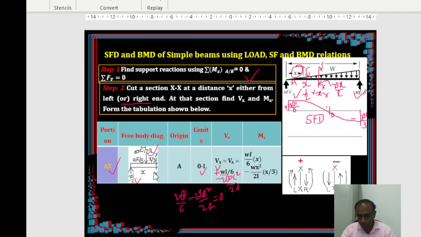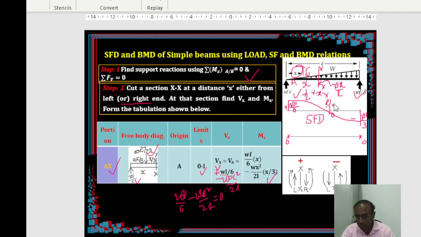Now bending moment. To find the bending moment at this section, force times the perpendicular distance: WL by 6 times x minus Wx square by 2L, this force times its perpendicular distance, x by 3. So we put x equal to the point we are interested in, because anyway we know the bending moment at both ends. At a simple support, bending moment is always 0, as we are discussing all along. So 0, 0, only one point if you know you can draw it. That point can preferably be where the shear force is 0, at L by root 3.